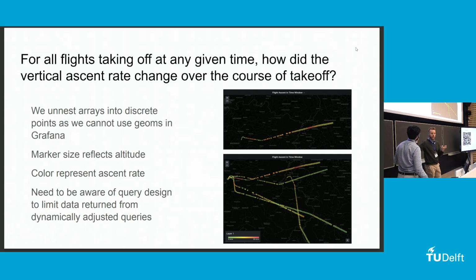This is the visualization that comes of that. Now in Grafana, you play around with your marker sizes, your color schemes, things like that. You can see on the top right, that's just one of the flights that we've looked at. An interesting thing that you can see right away is that at the tail end of that takeoff, there's this increased ascent rate.